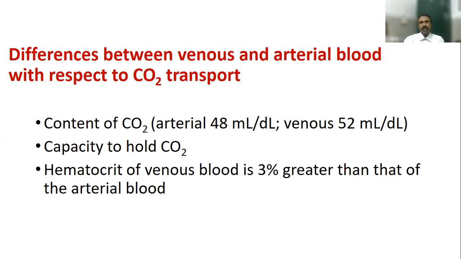Because of the carbon dioxide hydration reaction within the red blood cell, you need to notice that for every molecule of carbon dioxide, there is one molecule of bicarbonate or chloride, which is osmotically active, present in the red blood cell. This osmotically active particle will draw some amount of water into the red blood cell on the venous side and cause an enlargement of the red blood cell, which results in an increase in the hematocrit of venous blood by about 3% as compared to the arterial blood.